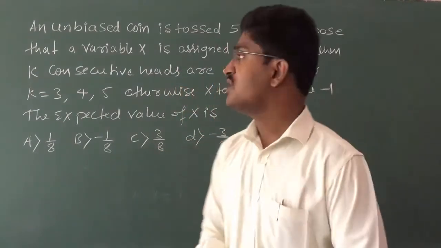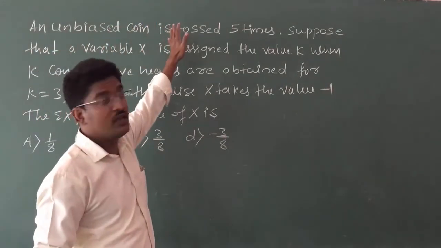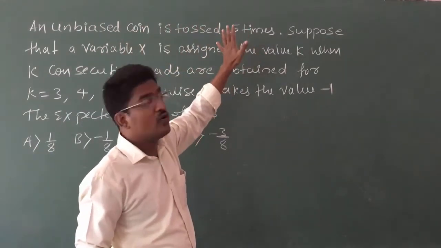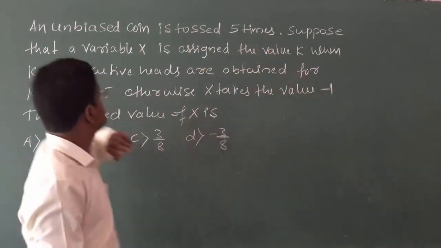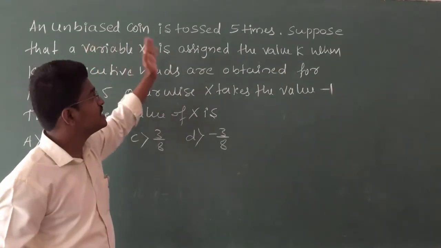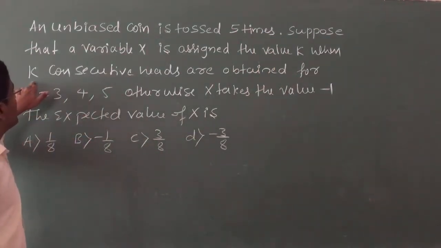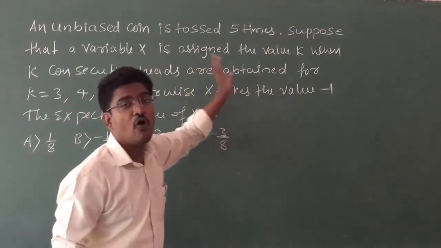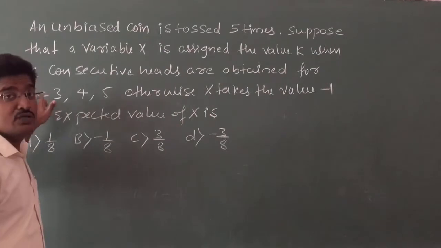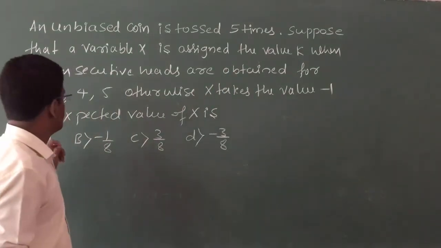Clear? Here what they are asking: an unbiased coin is tossed 5 times. Suppose that a variable x is assigned the value k when k consecutive heads are obtained. That means k consecutive heads are obtained for k equal to 3, 4, 5. Otherwise x takes the value minus 1.